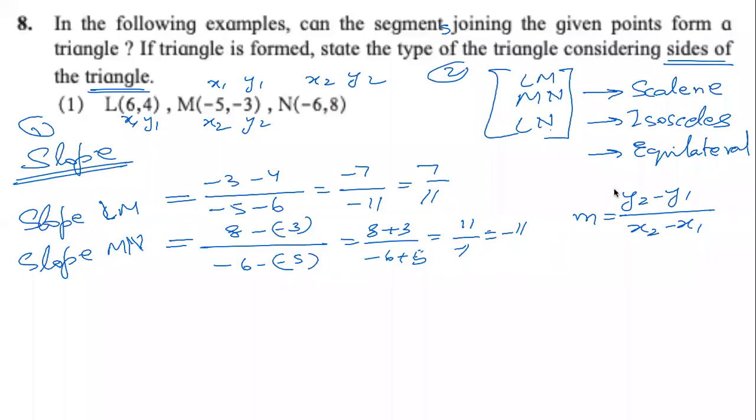So when we check the slopes, we know that the slope of LM and the slope of MN, they are different. 7 by 11 is different from minus 11. So we are 100% sure that they are not collinear. That means they will form a triangle. After this, we can find the distance between L and M, we can find the distance between M and N, and we can find the distance between L and N.